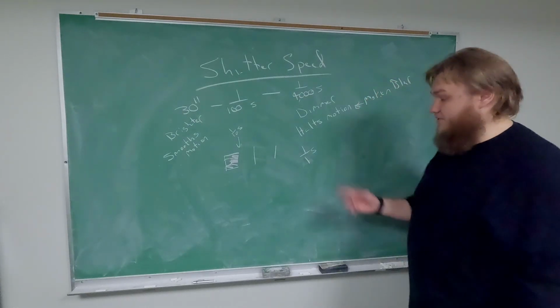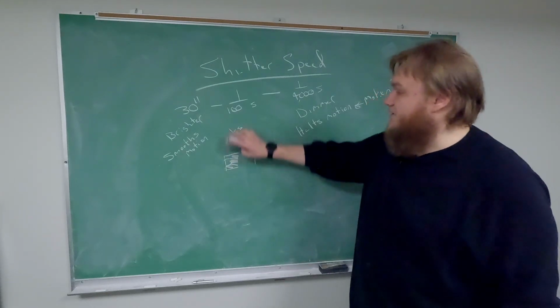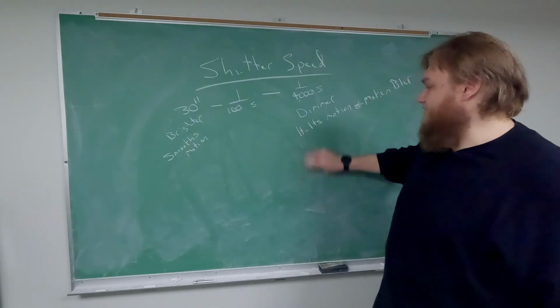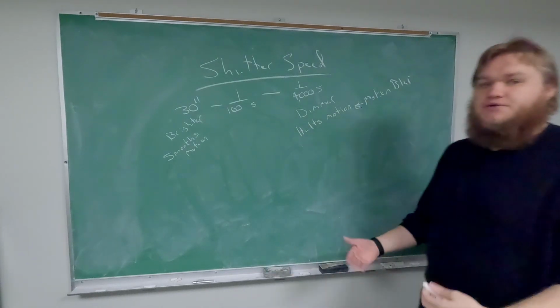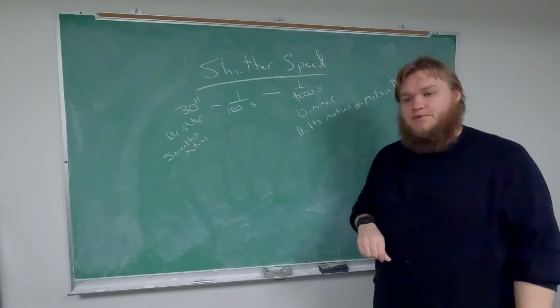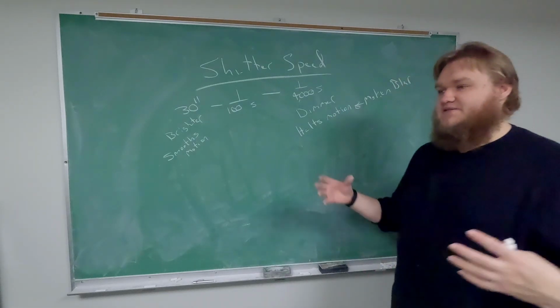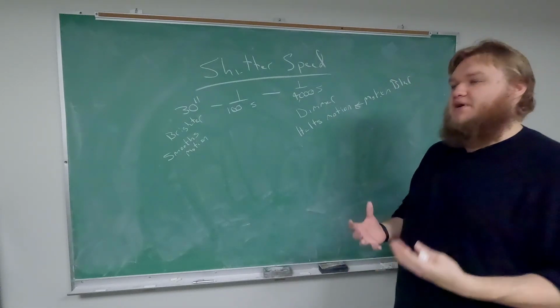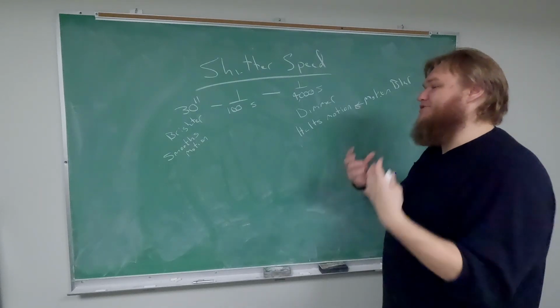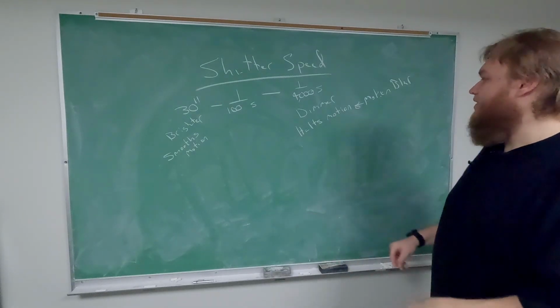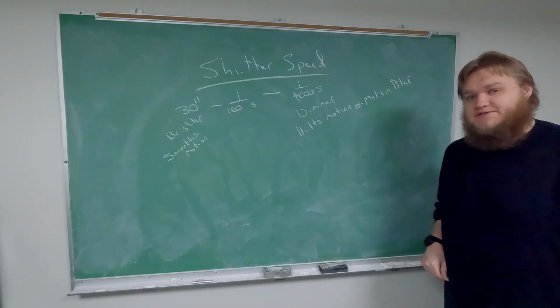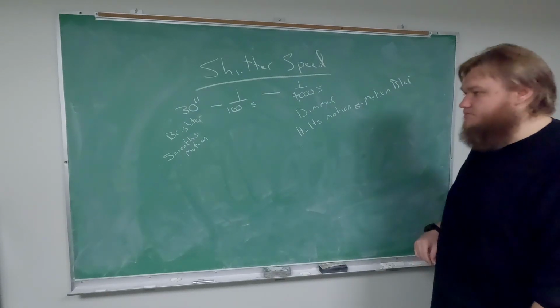Now, there are a number of scenarios, as we discussed in our ISO lesson. If we're shooting sports, we want to halt the motion. We want to avoid motion blur because that's not what we're trying to see. We're trying to see the thing that's happening, the action that's happening in front of us. So in sports, we want a faster shutter speed.